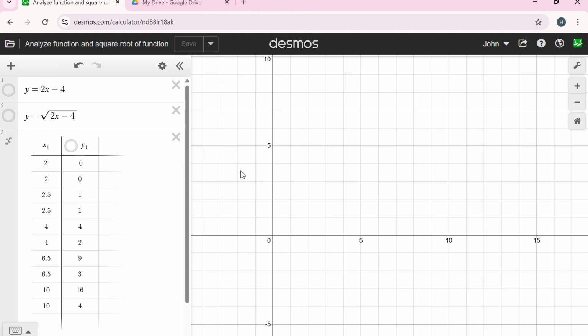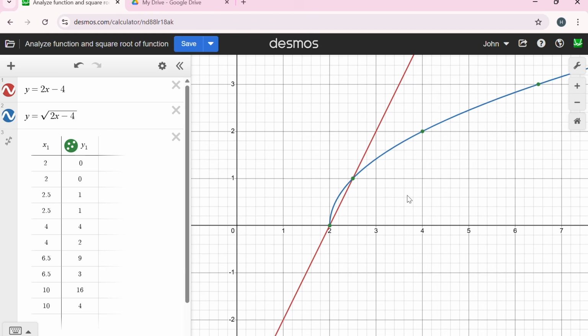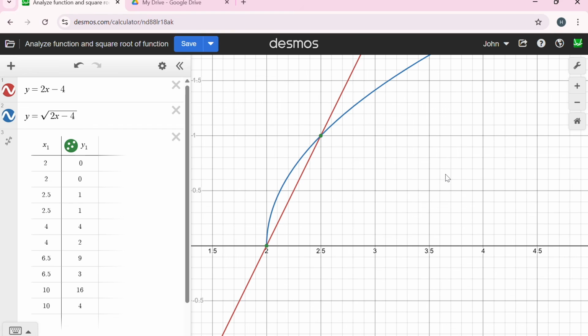Okay, folks, over on Desmos, we're going to analyze the function and the square root of the function. So this is the example one where we have a linear function, y equals 2x minus 4, and then we graph the square root of that function. Okay, and we had our table of values. I'm going to turn on these points and then zoom in. So you can see right here and right here, those are my two invariant points. And we said between the two invariant points, the square root of the function in blue is above the base function, which is in red.